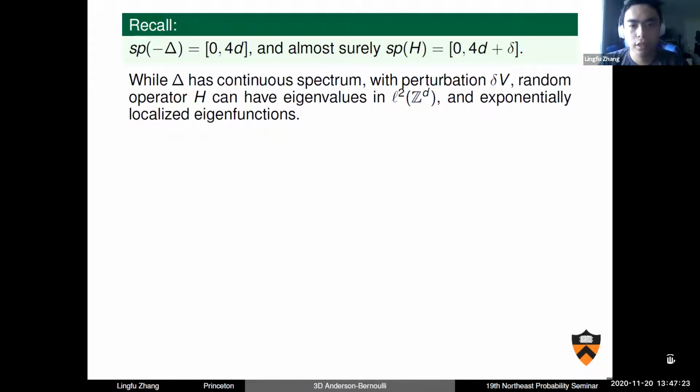Okay, so the observation made by Anderson in that seminal work is that whereas the Laplacian has continuous spectrum and does not have any eigenfunctions in the L2 space, with this very little perturbation, whatever small delta is, as long as it's positive, your random operator now almost surely has eigenvalues in L2, and the eigenfunctions are exponentially localized. Back then, this was only shown by physicists through experiments and simulations.